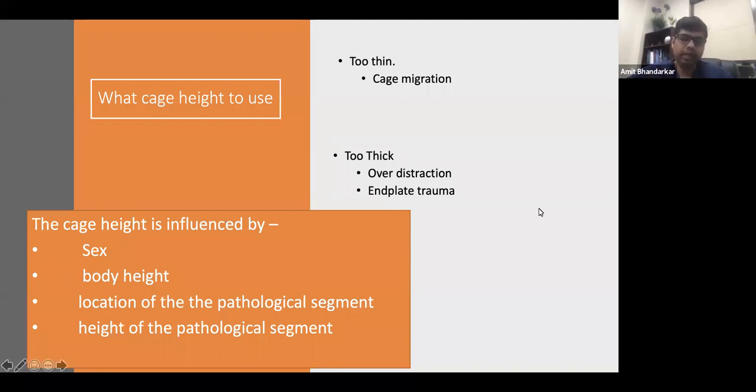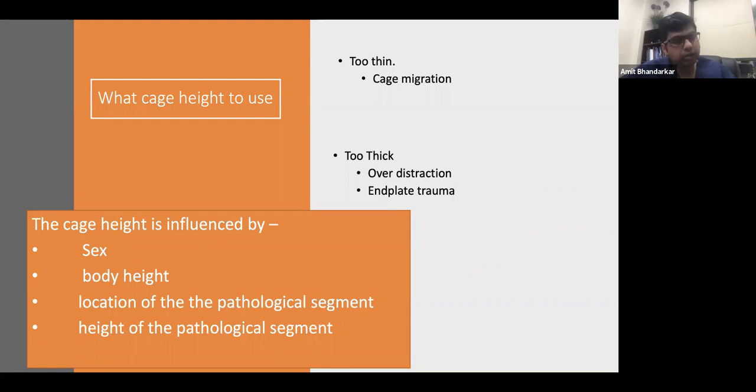Now, what height cage to be used? Do we over distract? If you over distract, it usually causes end plate trauma because the TLIF cages have a very small surface area, and we are trending towards inserting only one cage. Initially, there were two cages, like PLIF cages, being inserted, but studies have shown that construct-wise they are similar in stability, hence we now only insert one cage, with a relatively smaller surface area. If it's over distracted, it causes a lot of end plate trauma. If it's too thin, there is a chance of cage migration.